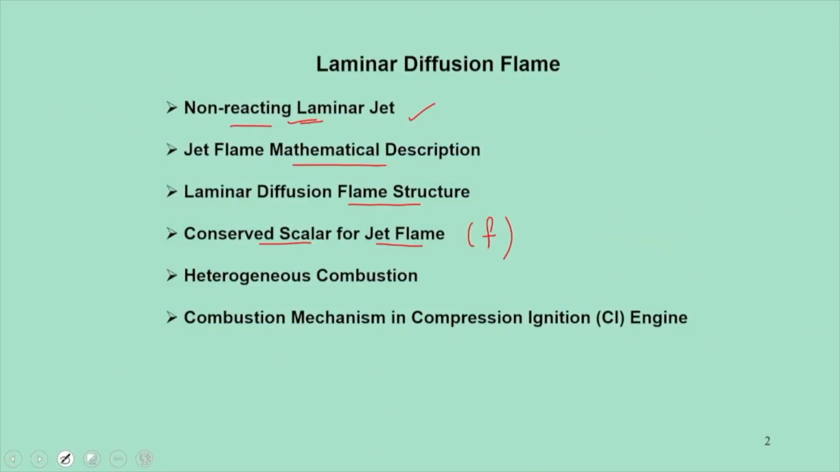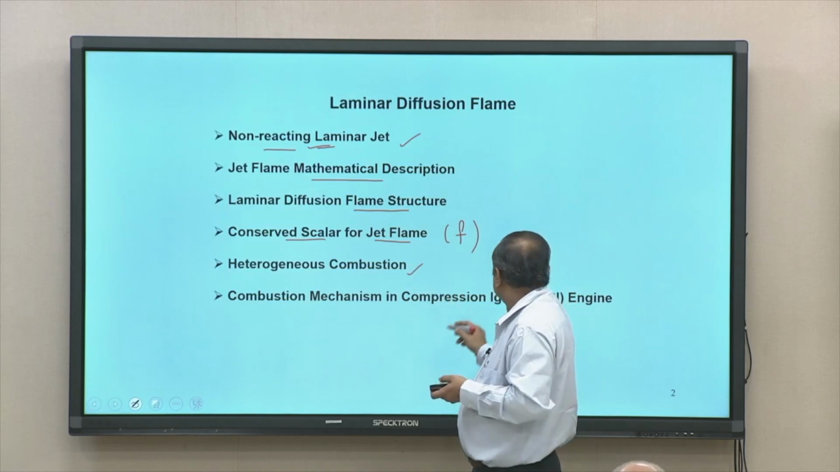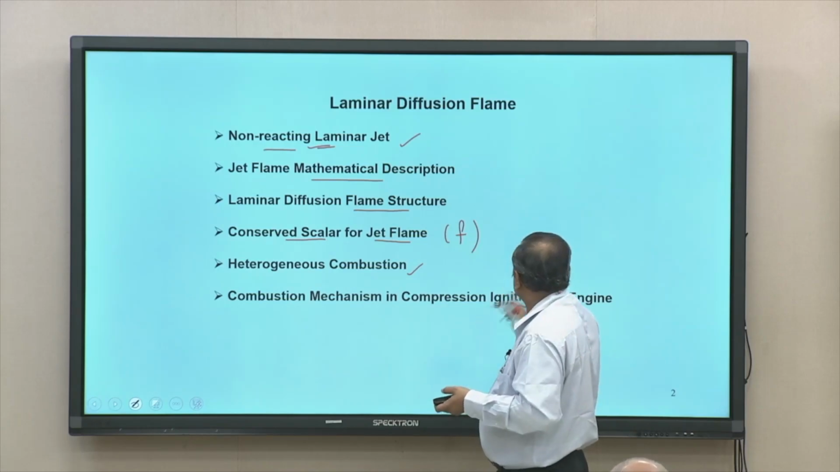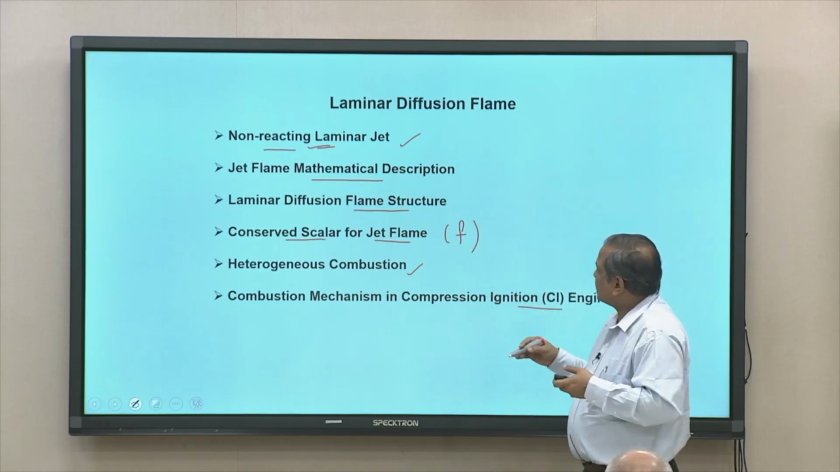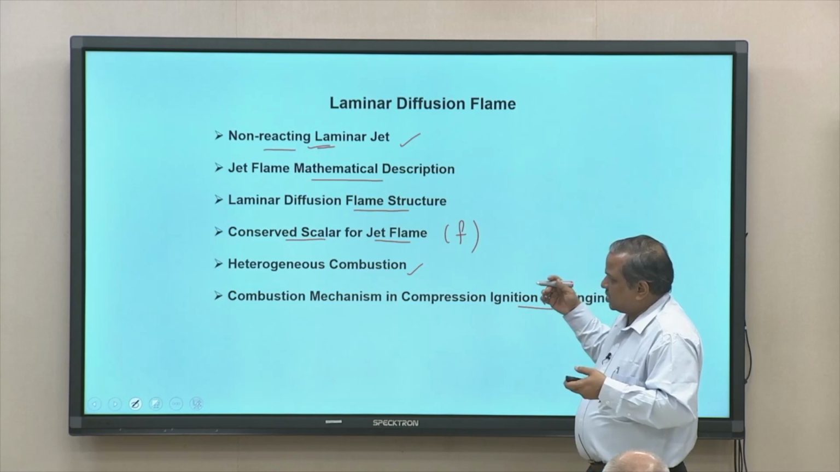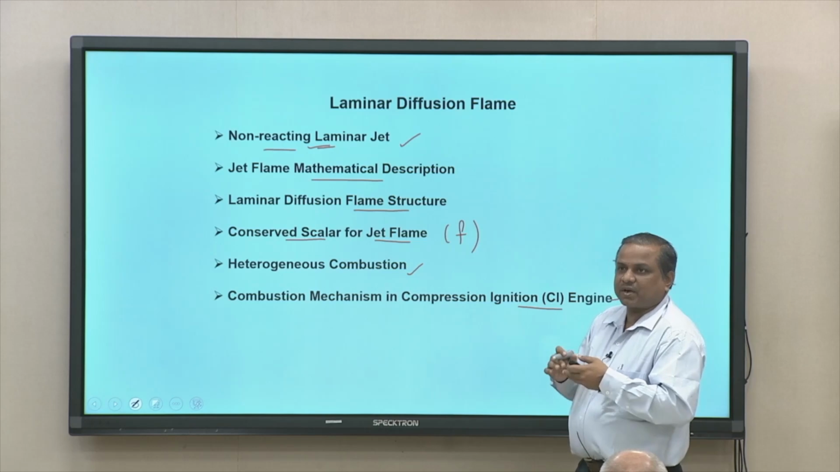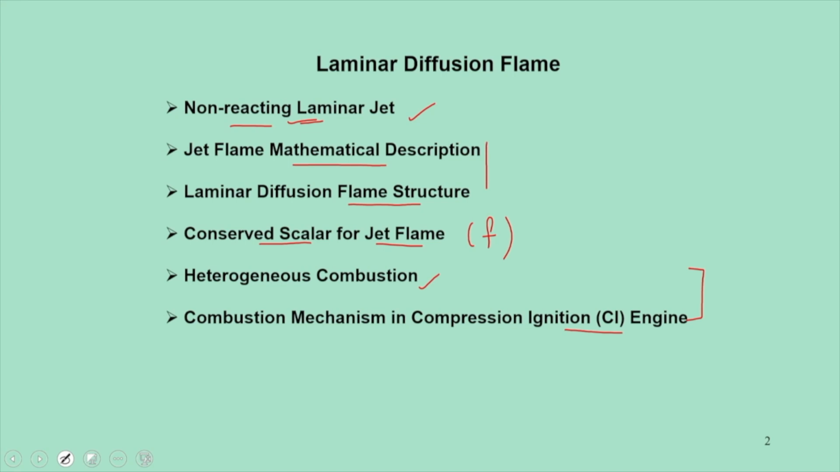These studies will help us understand the heterogeneous combustion that commonly happens in compression ignition engines. In your earlier discussion of IC engines, we only emphasized how combustion happens. But what are the different kinds of structures that we are going to achieve, and how that shape is achieved, we can get through this description, that is, the laminar jet flame mathematical description.